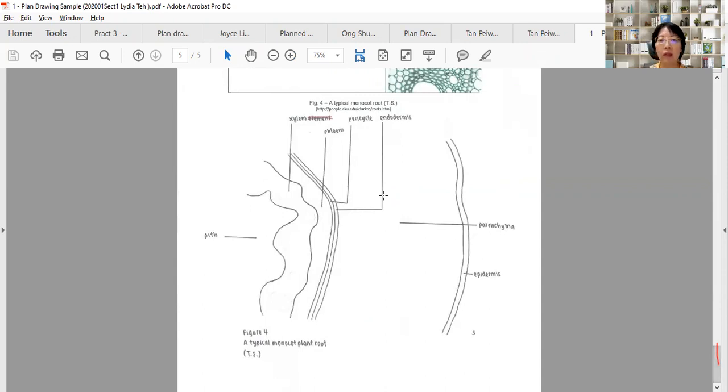So you can take this as a sample for you to do your correction. But there's something wrong here. There's no pith in the roots. So when you do correction, please don't repeat the mistake of this student, okay? The student's drawing is just a sample. It may not be 100% correct. You have to know which one is correct and wrong because I've mentioned it in class. No pith in the root. I never taught that there's a pith in the root.